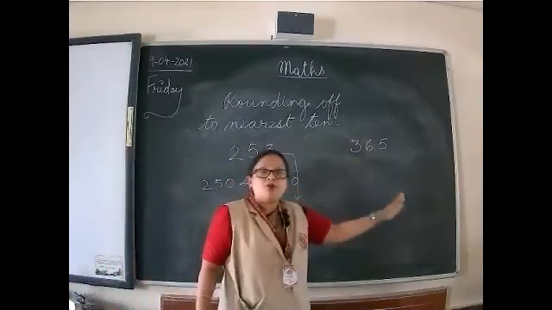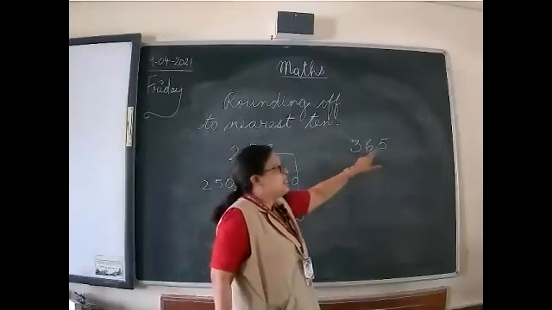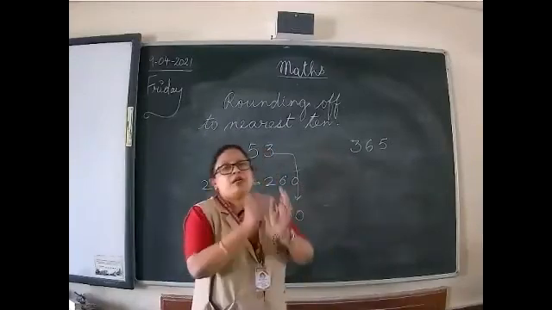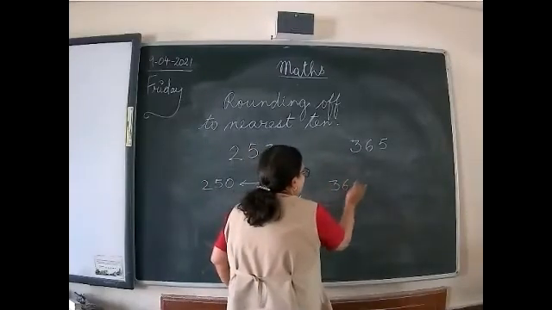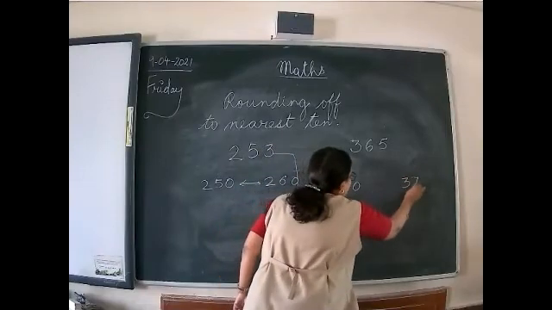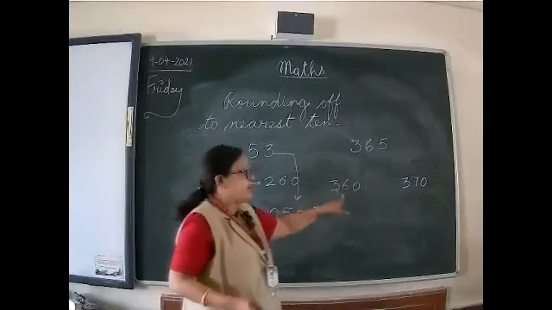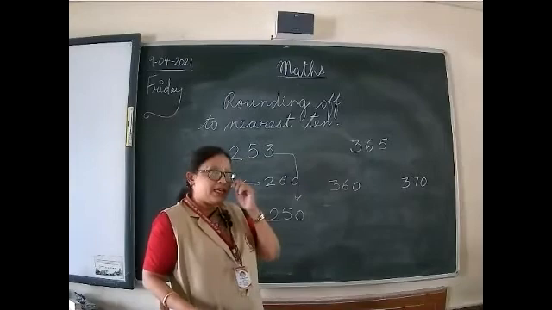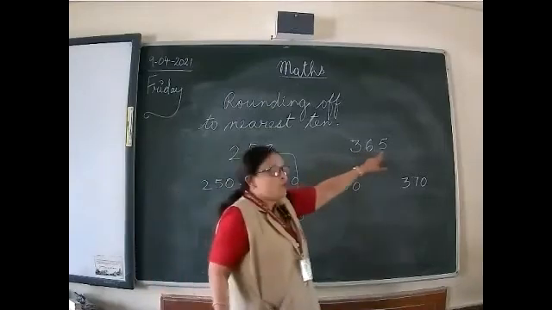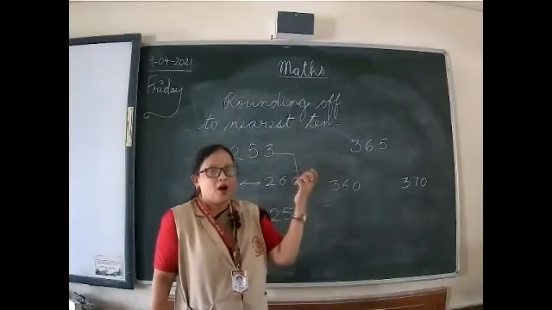Now we come to this number. Again, you have to round off this to the nearest 10. Nearest 10 means 365. So this number comes in between 360 and 370. So this number is nearer to which number? 360 or 370? So we will round off to the nearest tens. For this, we will see the ones place. It is 5. 5 belongs to the power group.